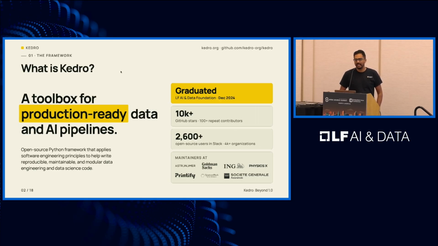It's a LFAI and data graduate project, graduated in December of 2024 after becoming donated to the foundation back in 2019. Has 10,000 plus, actually I think it's close to 11,000 GitHub stars, a healthy contributor community with at least 100 plus repeat contributors. I got lazy and I just saw that there were 100 on the GitHub list and then didn't look further. As well as a lot of users, 2,600 plus in Slack, thousands of organizations using it. Kedro is maintained by contributors across a number of organizations.